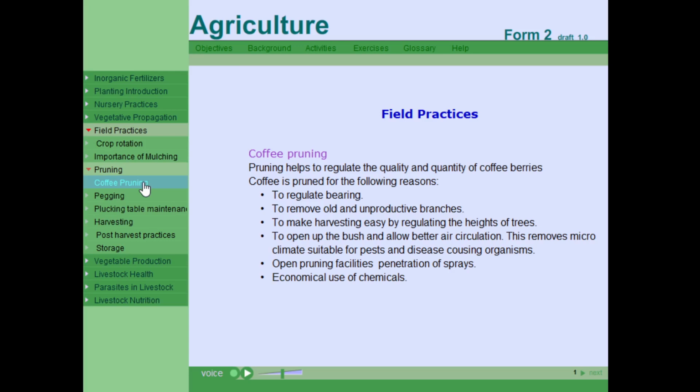This removes microclimate suitable for pest and disease-causing organisms. To open up the bush for penetration of sprays and economical use of chemicals.